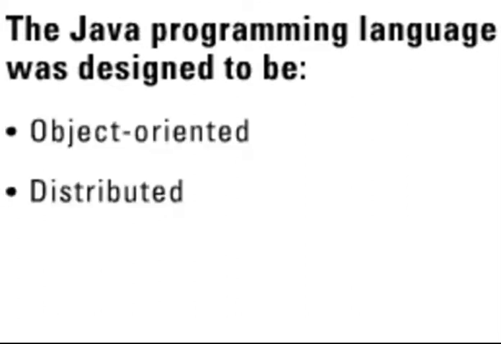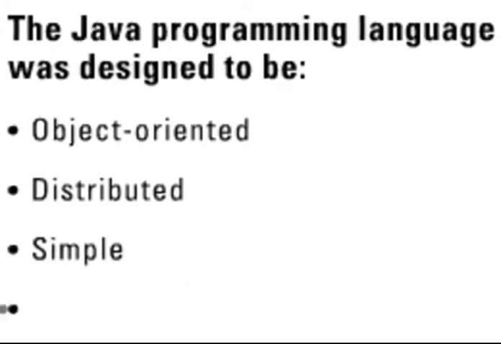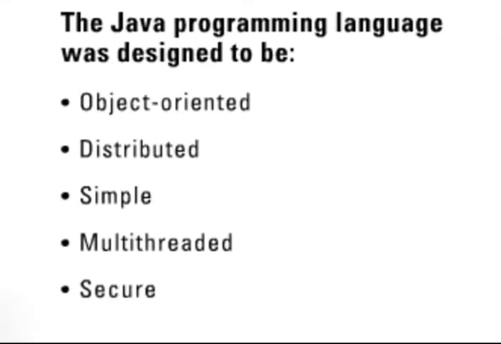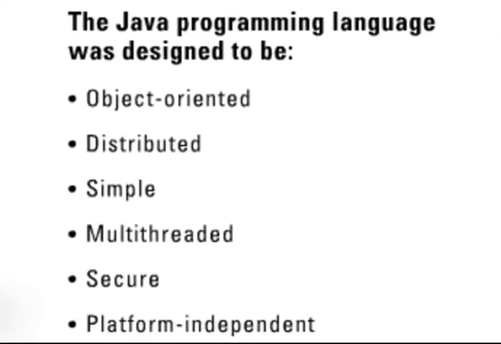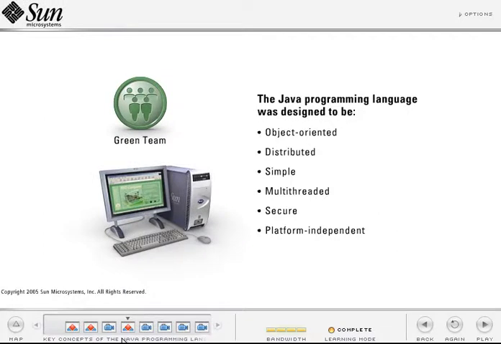These small applications, called applets, became the initial use of the Oak language, and programmers using the internet adopted what became the Java programming language. Now, the Java programming language was designed to be object-oriented, distributed, simple, multi-threaded, secure, and platform-independent. So let's take a look at each of these items.